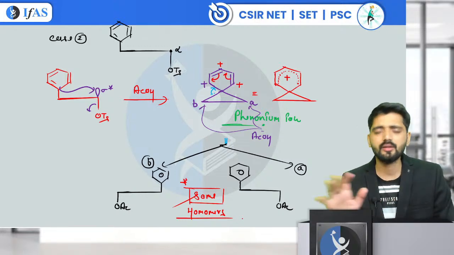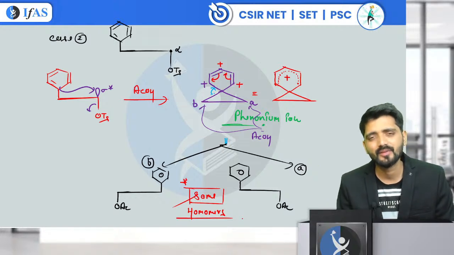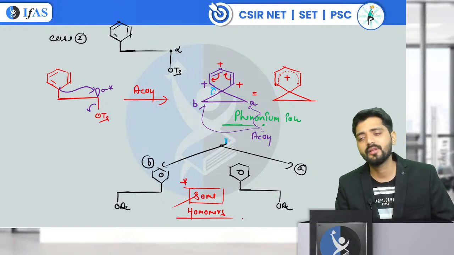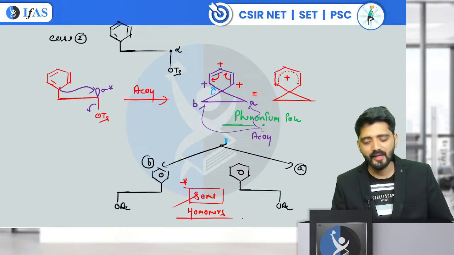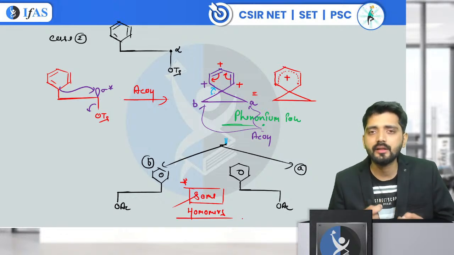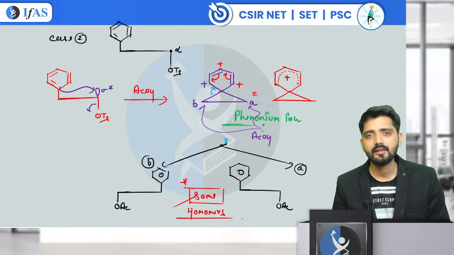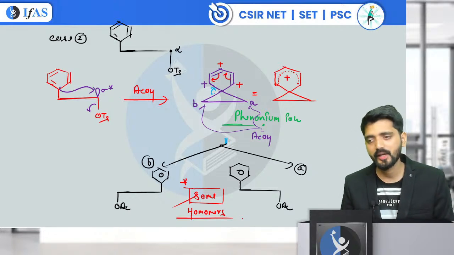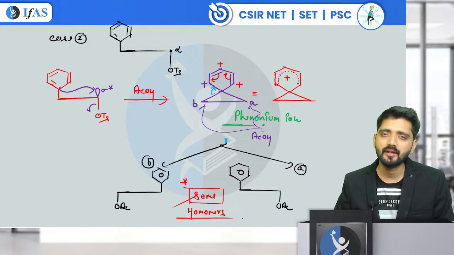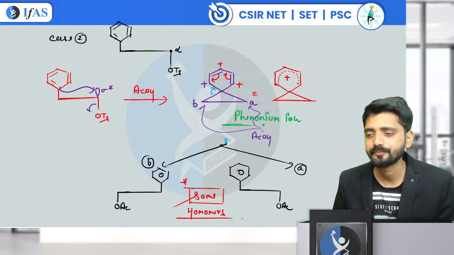This is the simplest case of a phenyl ring behaving as a neighboring group. And this is not going to be asked in your exam. This is simply to understand the concept. Moving ahead, when I place some stereochemistry in this, the question becomes really very interesting. Should I move ahead? Let's discuss a case with stereo also.